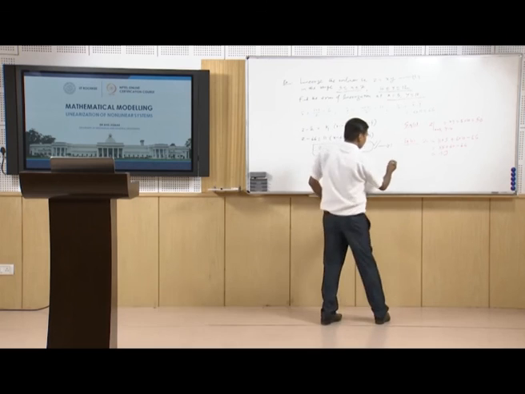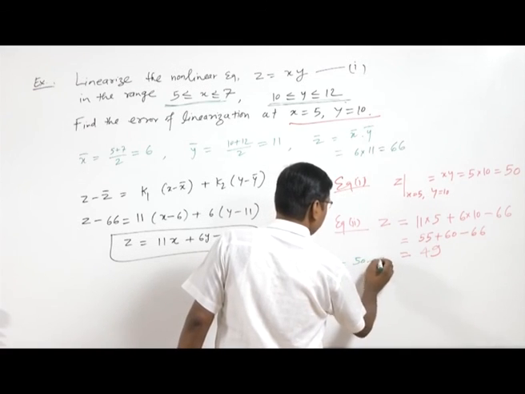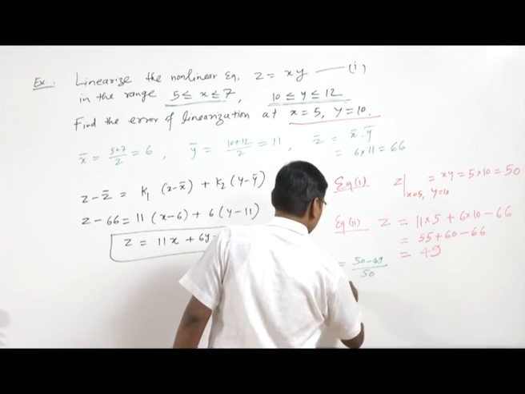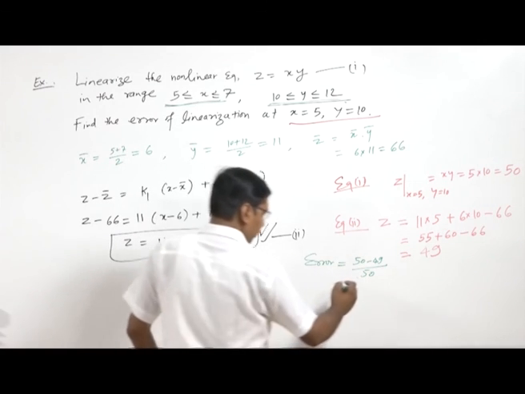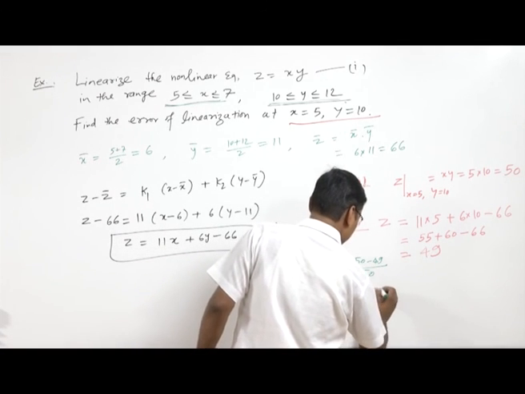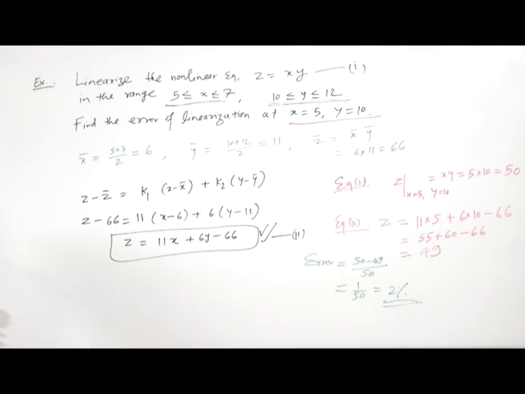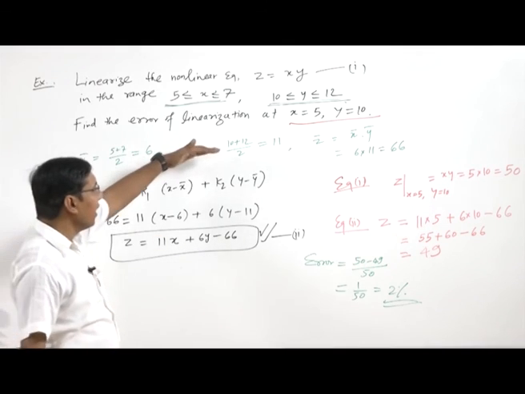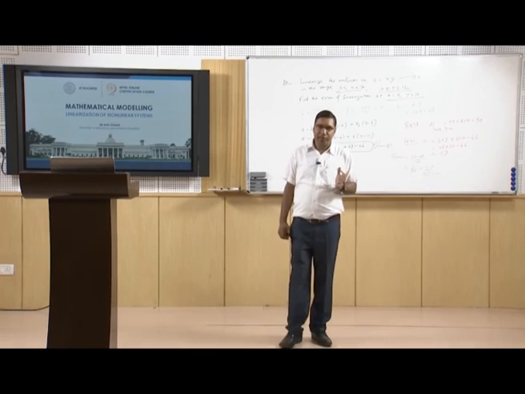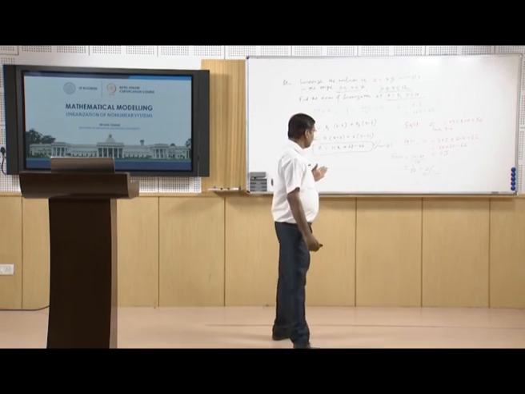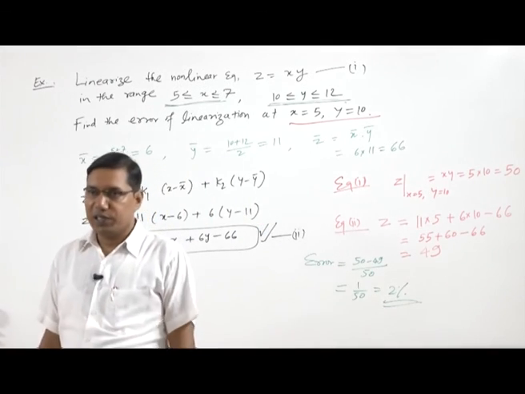So the error we are getting is (50 minus 49) upon 50, that is 1 by 50, or 2%. So we can see that when we linearize at the lowest point, the extreme point of the range, we get a maximum error of 2%.